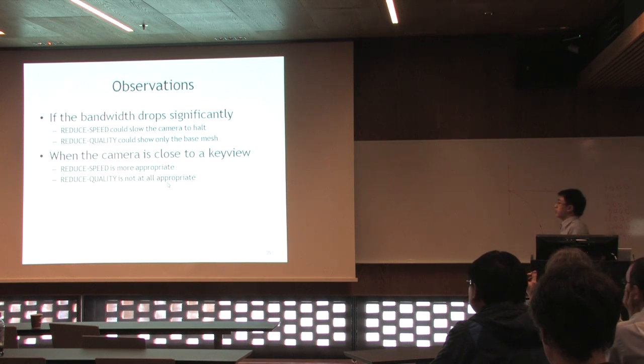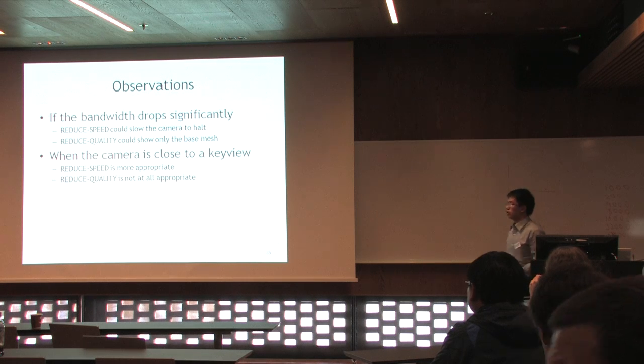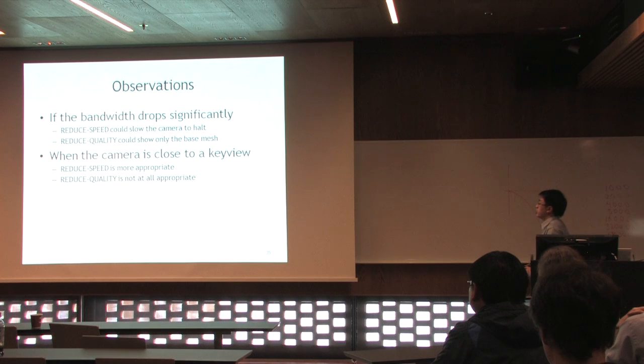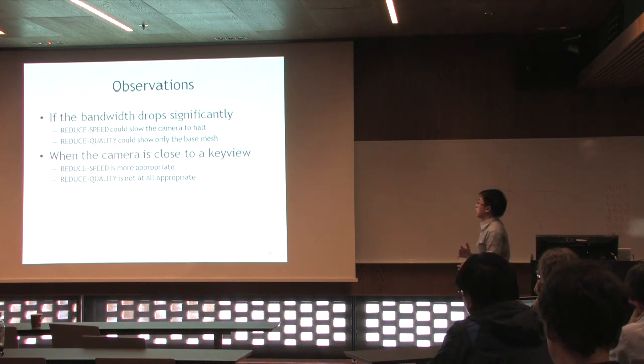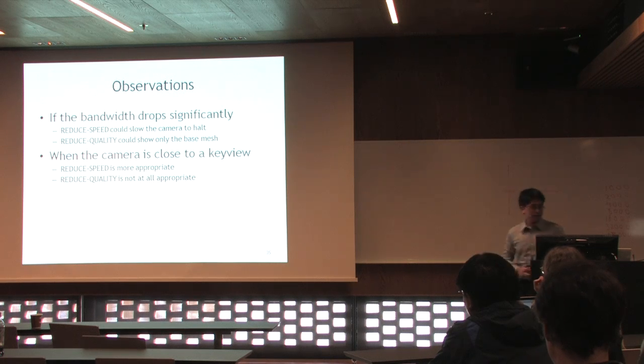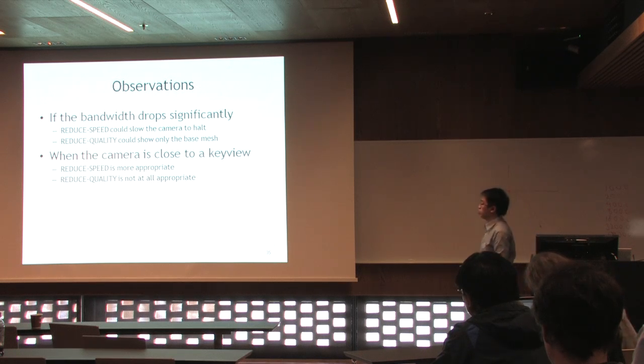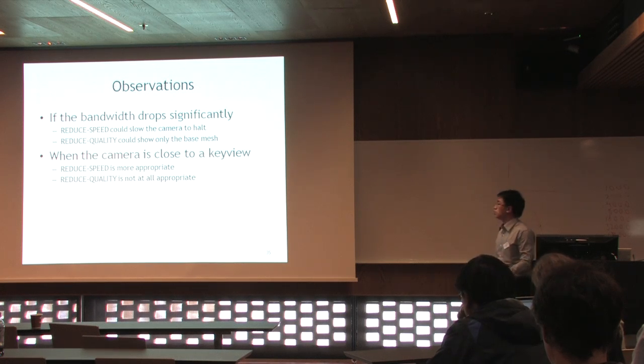There are a few points we want to highlight before we design a more sophisticated algorithm. First, if the bandwidth drops significantly for a long period of time, reduced speed will slow the cameras to stop and wait, while reduced quality could show only the base mesh, which is ugly. Second, when the camera is close to a key view, reduced speed is more appropriate because it will give the users more time to appreciate the interesting region. In this case, reduced quality is not at all appropriate because it reduces the quality of interesting regions on the mesh surface.